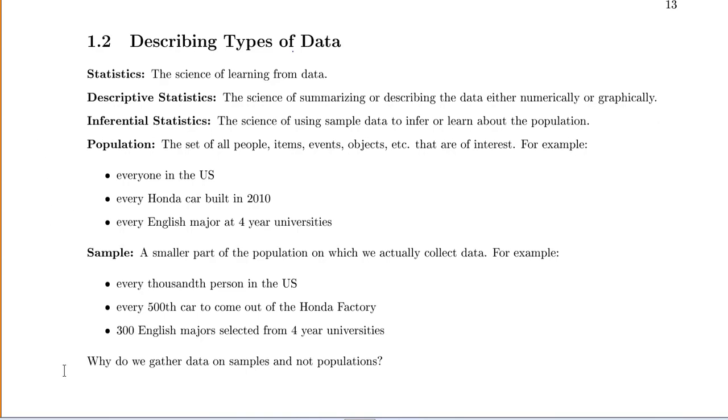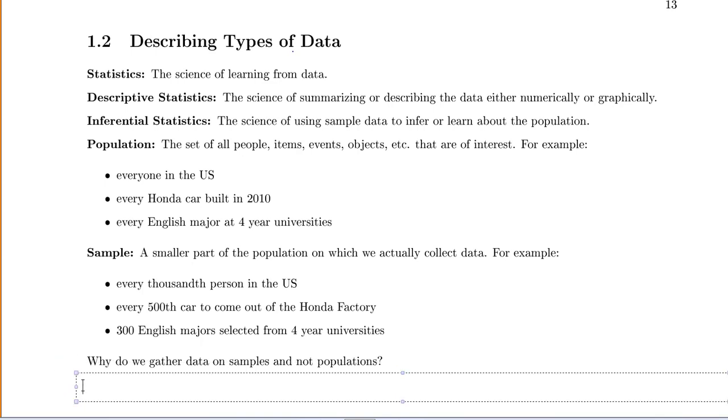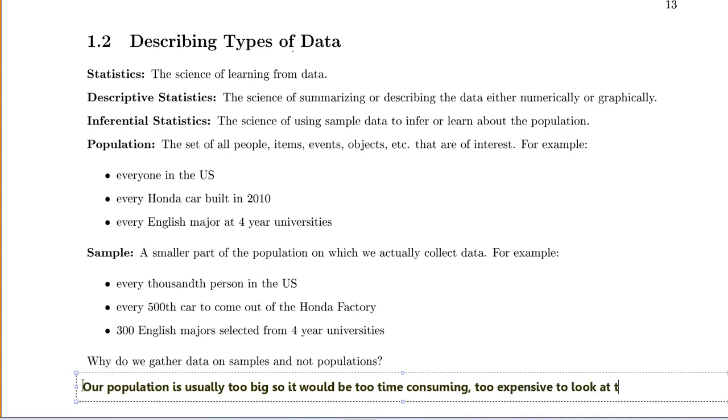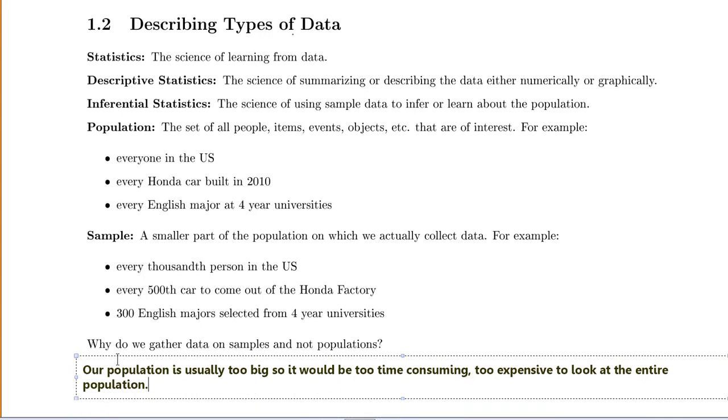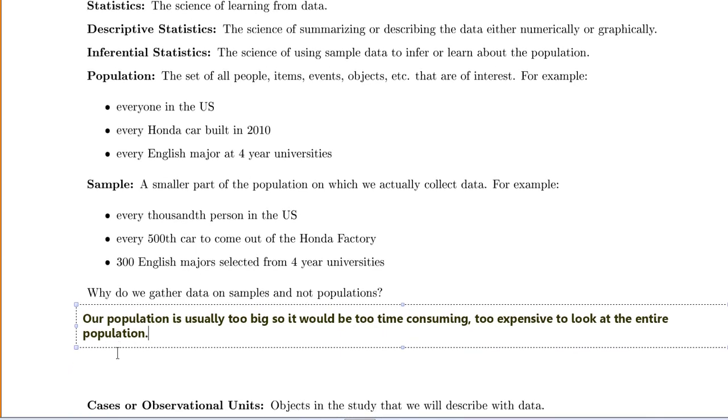Now, why would you want to look at just a sample and not a population? Well, our population is usually too big, so it would be too time consuming and too expensive to look at the entire population. So instead, we'll just take a small sample.